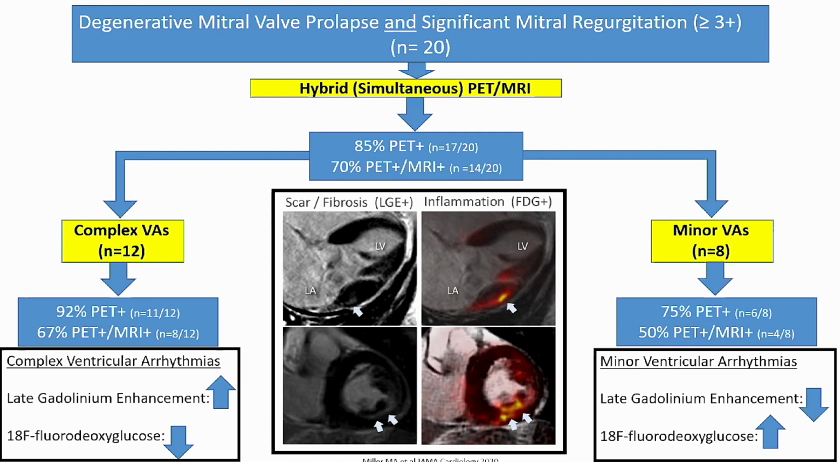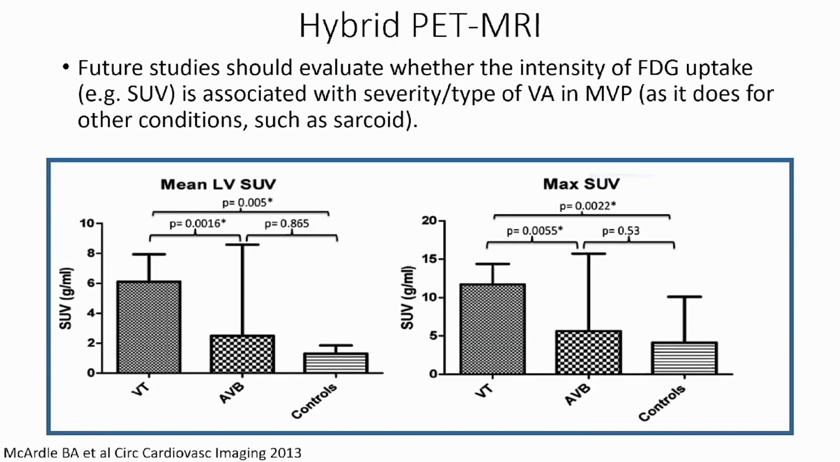And if you compare the differences between these groups, the complex ventricular arrhythmia patients had more scar and less inflammation, whereas the minor ventricular arrhythmia patients had less scar and more inflammation, almost implying that there's a dynamic process going on. Future studies should evaluate whether the intensity of FDG uptake, for example SUV, is associated with the severity or type of ventricular arrhythmias in MVP, as it is for other conditions such as sarcoid. For example, in this particular series, patients who presented with ventricular tachycardia and sarcoidosis had a higher mean LV SUV than those who presented with AV block or controls.